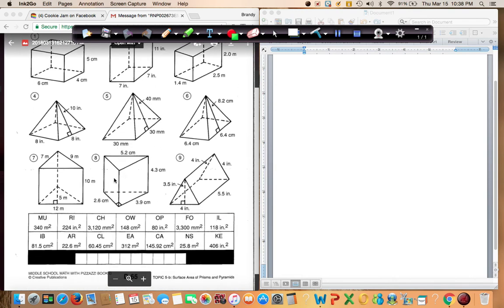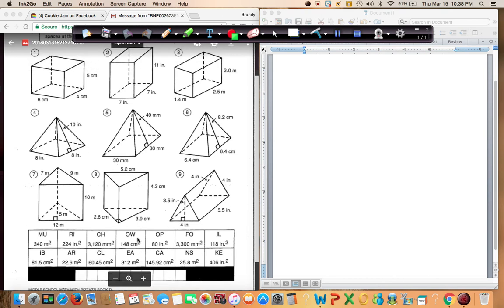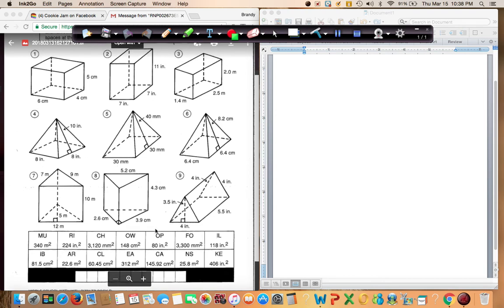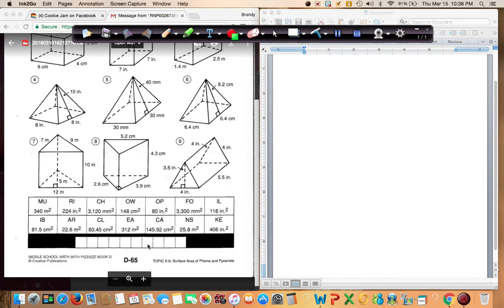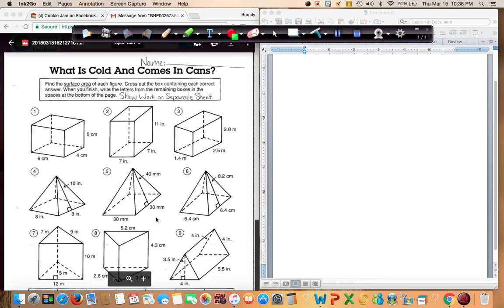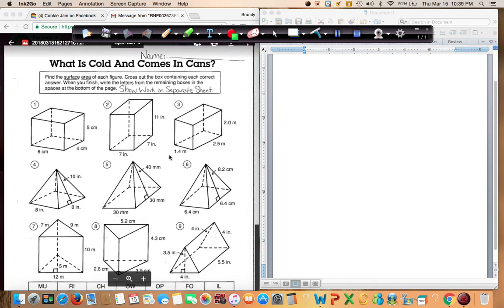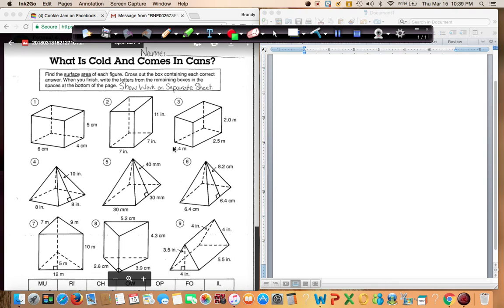Down here, we're going to cross out our correct answers, and the letters that are left over, we're going to write one letter in each box. This is called a self-check worksheet, because you know if you get some crazy word down here that you did something wrong. So we are going to work on surface area, and we have 3 rectangular prisms, 3 pyramids, and 3 triangular prisms. So let's begin.